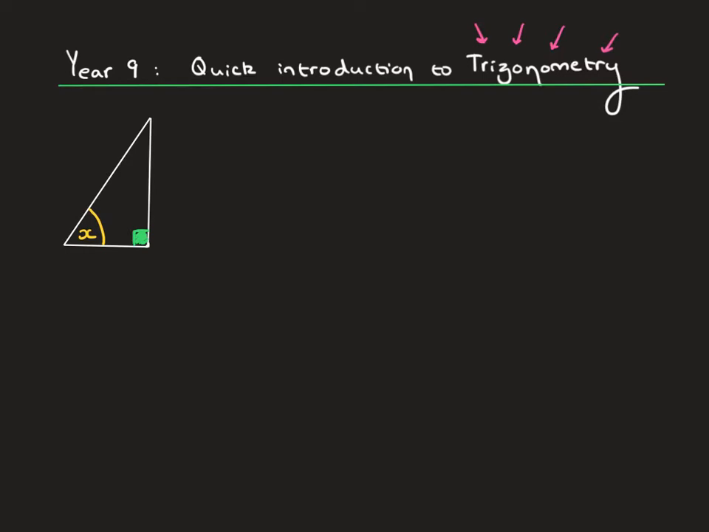It's always the longest side in your right-angled triangle. It's always directly opposite the right angle. So that is this one. So we'll label that with an H for hypotenuse.